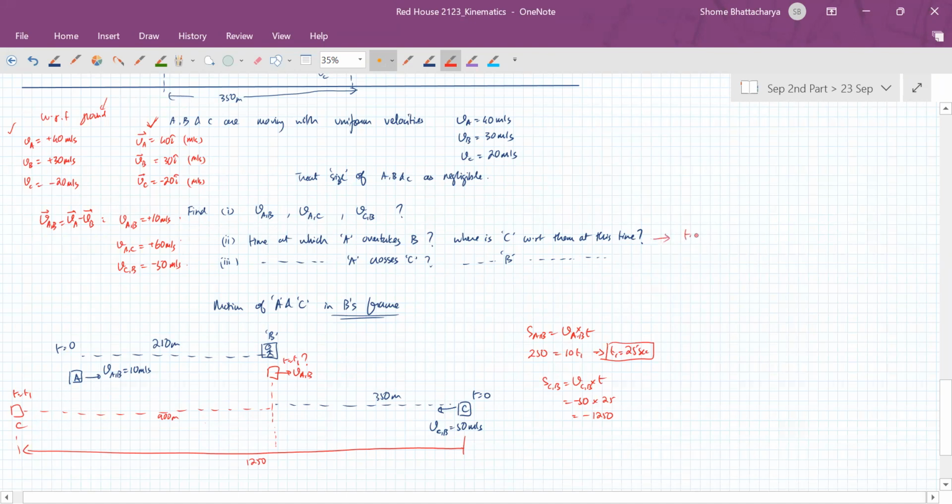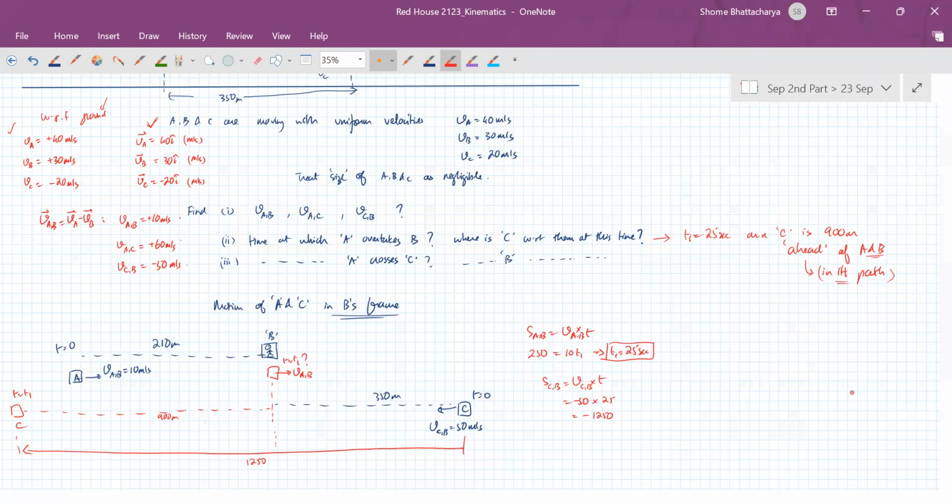So this time is 25 seconds and C is 900 meters ahead, you can say, of A and B at that time. Ahead means ahead in its path. As far as A and B are concerned, it is behind their path. So in its path, C is now ahead of them by 900 meters. Now same way I want you to calculate the third part. Try to work it out yourself without making any mistake.